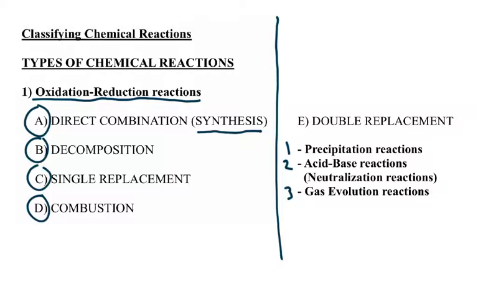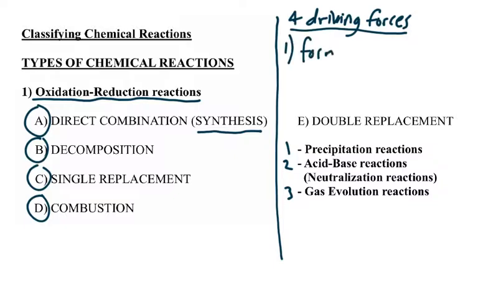Now, there is something very important. In order for a chemical reaction to take place, there are what we call 4 driving forces. And what I mean by driving forces, these are events that need to take place so that a chemical reaction will proceed. The first driving force is that there has to be the formation of a solid.